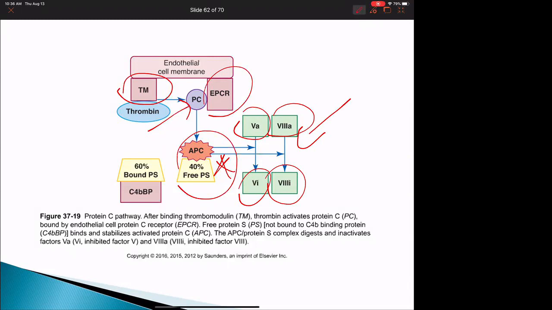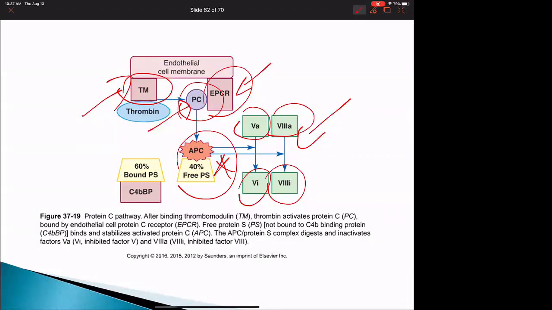All right, so again, the protein C pathway and activated protein C is a regulatory protein to prevent further activation. But for this pathway, you need thrombomodulin, okay? And that's going to be exposed in the endothelial cell membrane. And you need protein C, which is typically bound to the endothelial cell protein C receptor, which is right over here.